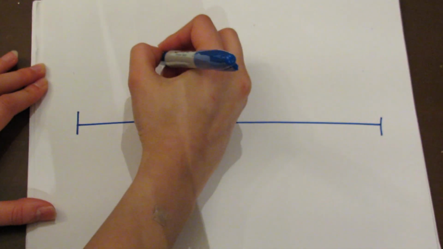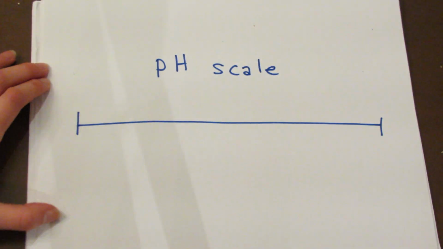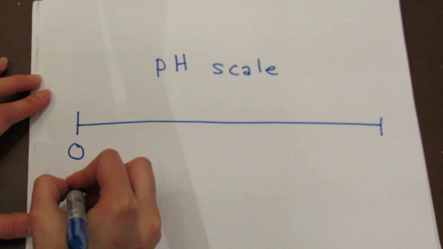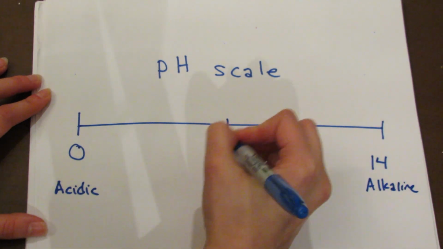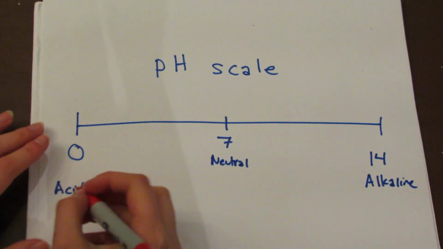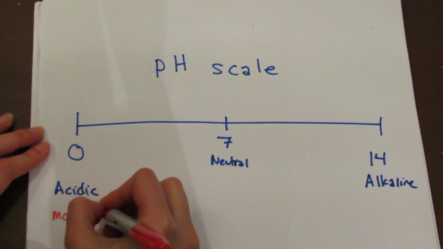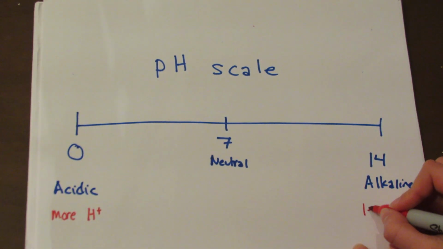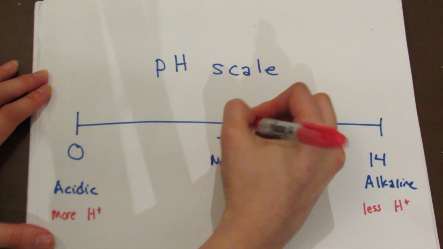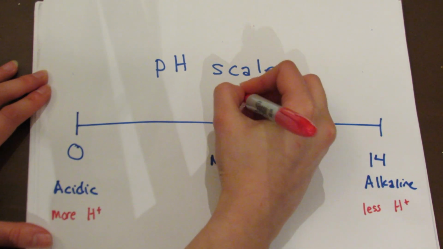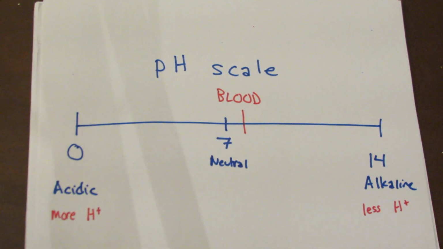So let's start out with the pH scale. It ranges from acidic to alkaline, with 0 as acidic and 14 as alkaline. 7 is neutral. If it's acidic, there are more hydrogen ions. If it's basic, there are less hydrogen ions. Ideally, the pH of blood is between 7.3 and 7.4. Blood running through arteries is usually 7.4, and blood running through veins is usually around 7.35.